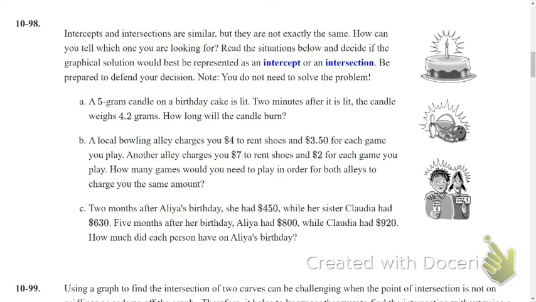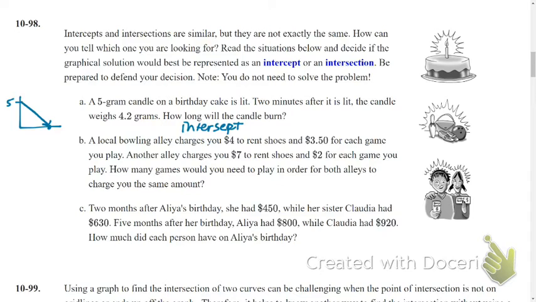So in essence, in this situation, we have a candle that weighs 5 grams, and as time goes by, it's decreasing, right? And eventually it's going to reach 0 and there's no more candle remaining. And therefore, this is going to be an intercept. Not a sect, an intercept. So it's going to give me an x-intercept, right?